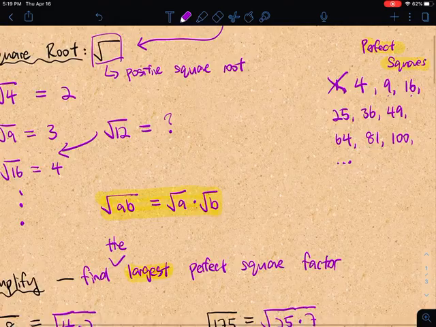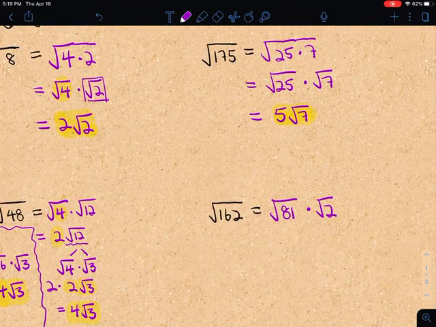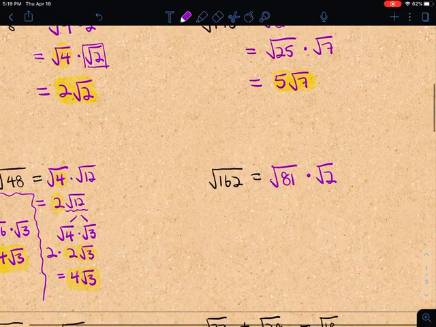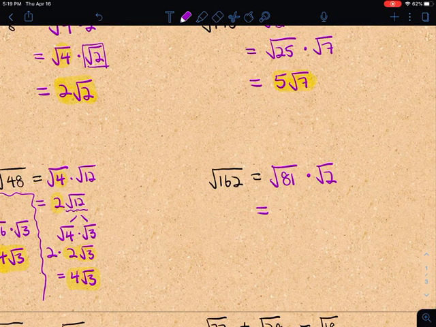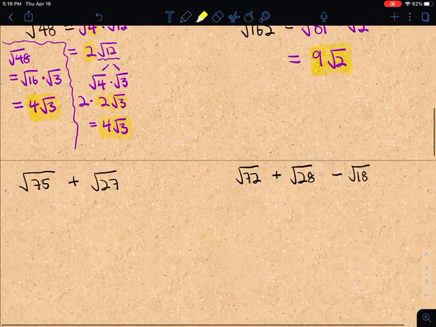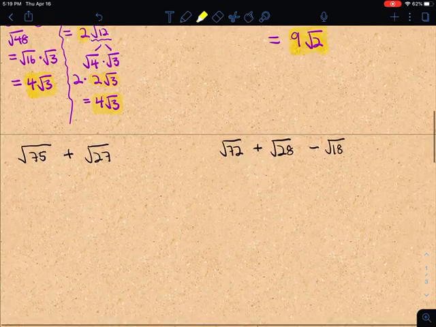Now 9 can go into 162 as well, right? Because 9 is also on this list. But again, 9 is not the largest perfect square. So 81 is, and the square root of that is 9. And then I have square root of 2. And that's it, because square root 2 can't be simplified.